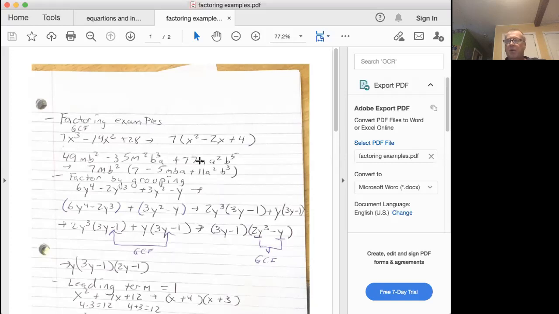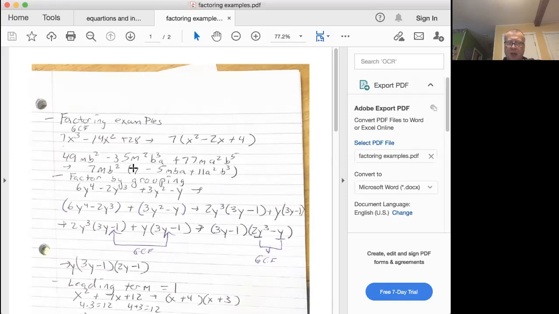My lowest power for m is 1, so I factor the m out. I have b squared, b to the third, and b to the fifth. My lowest power for b is b squared, so I factor the b squared out. And then for the numbers, 49 is 7 times 7, 35 is 5 times 7, and 77 is 7 times 11. So that means 7mb squared is our greatest common factor.